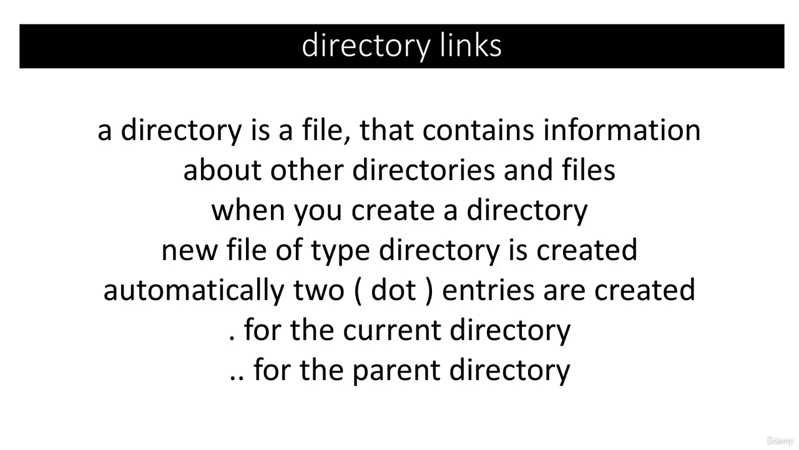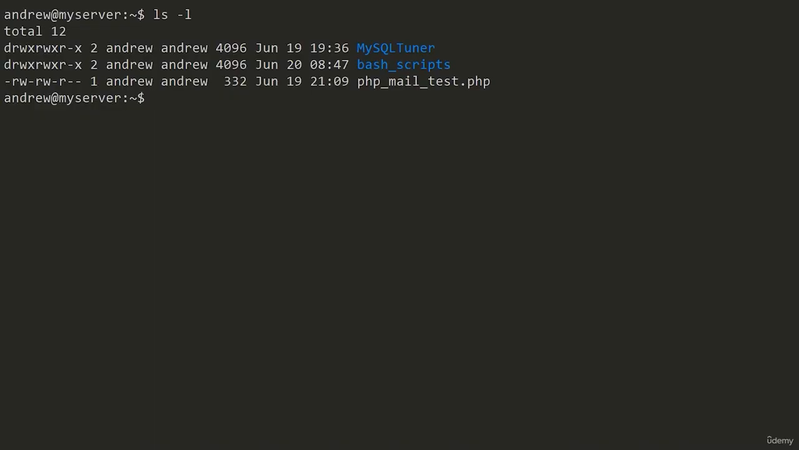A directory is nothing more than a file that contains information about other directories and files. So when you create a directory, you are creating a new file of type directory, and automatically 2 entries are created. A single dot or a single period refers to the directory itself, and a double period refers to the parent directory. So automatically, when you create a directory, the count that we referred to just now will be 2. The command mkdir is used to create a directory.